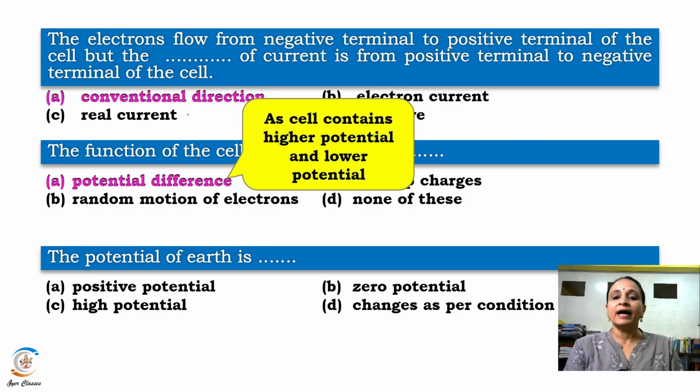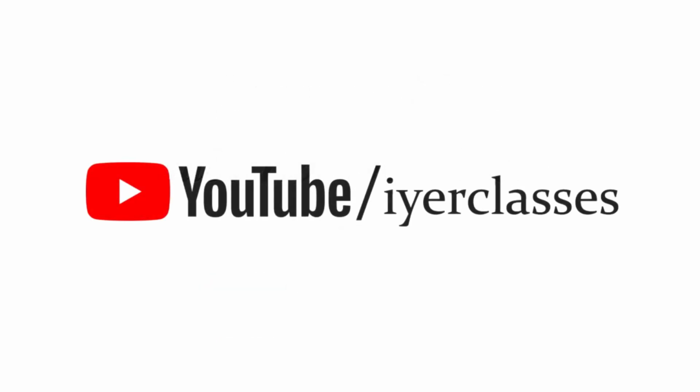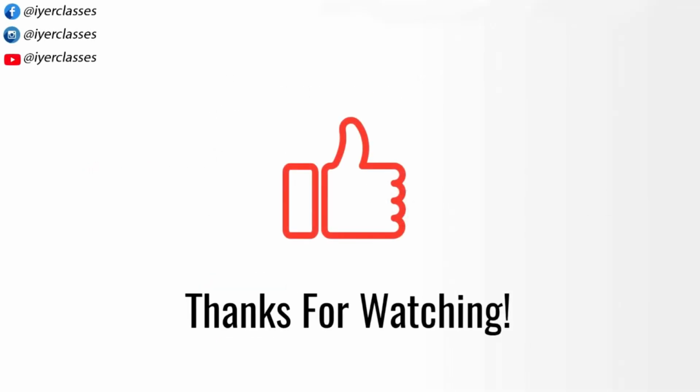Cell contains higher potential and lower potential, and that creates the potential difference, and only when there is potential difference will the current flow. Done. Very good. What is the potential of earth? Zero potential. The earth is always taken as the zero potential. Okay, give a clap, give a clap. All of you have done very nicely in this quiz. Excellent, excellent.